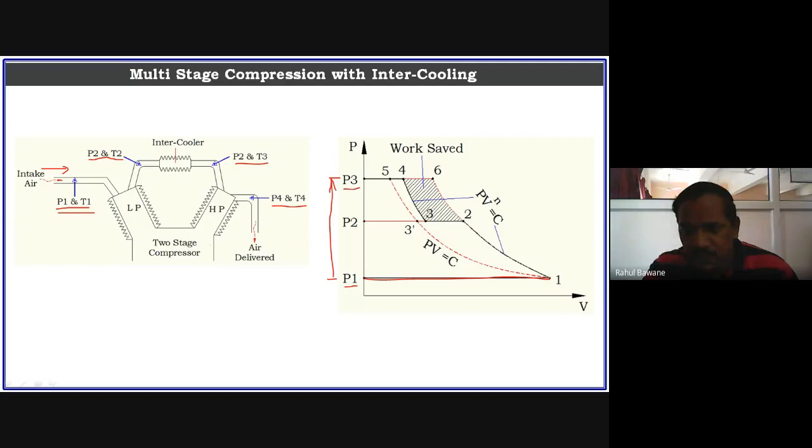after suction, point 1 to 2, I am compressing in the LP cylinder. So this is the LP cylinder operation, 1 to 2. No doubt at point 2, pressure is risen from P1 to P2, but at the same time, due to compression, temperature is also increased. So from 2, I am passing that compressed air to the intercooler. So the intercooler will reduce its temperature.